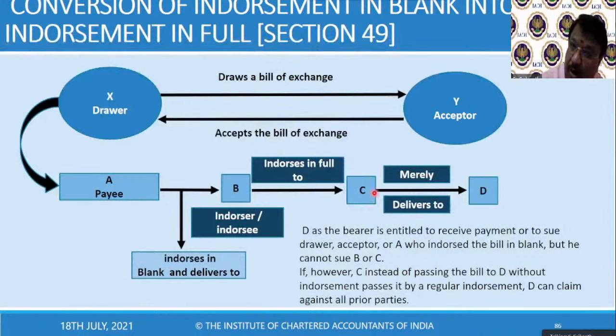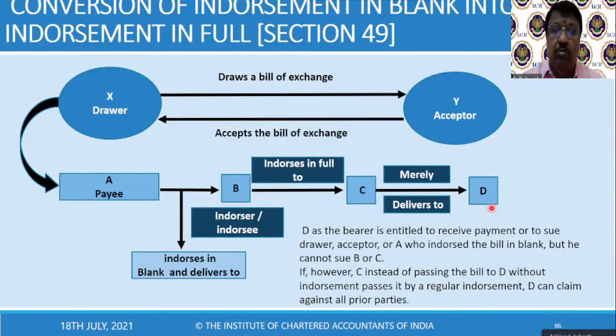That endorsee, without signing, without making any payment, without writing pay D, simply gives it to D. Now D is the bearer or possessor of the bill of exchange. His name is not mentioned as an endorsee there. Whose name is mentioned? C's name is mentioned.